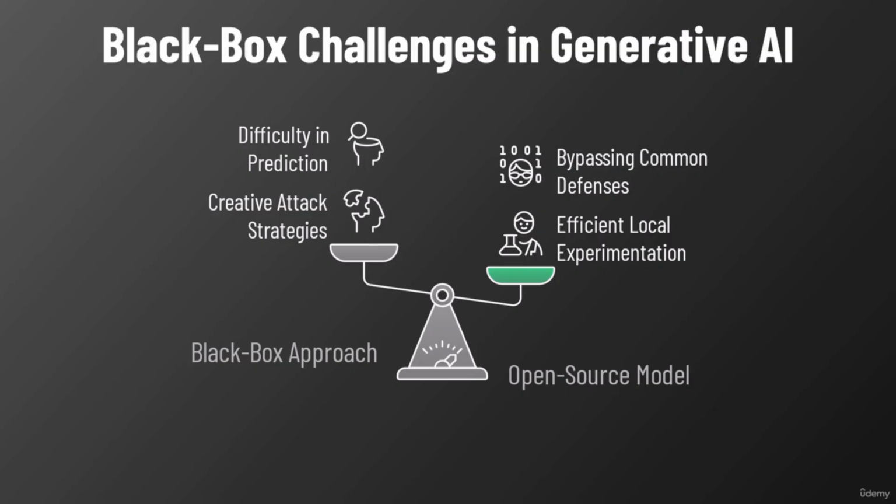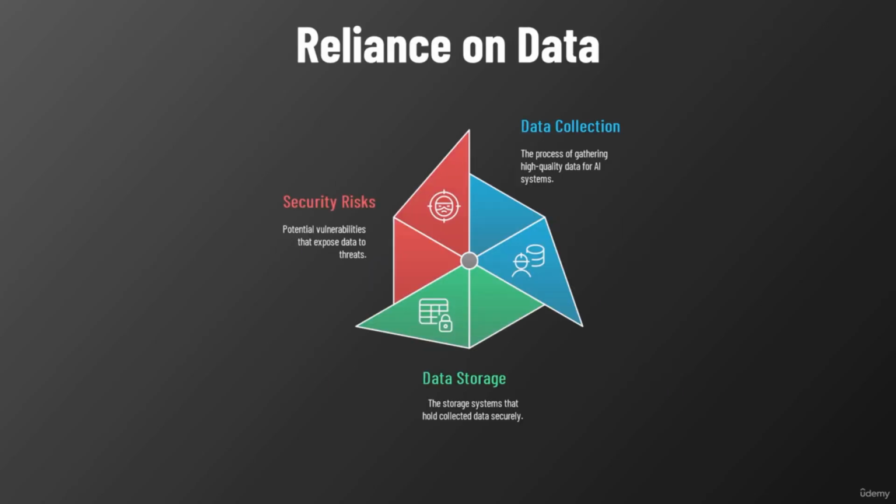A major challenge in testing generative AI systems is their black box nature, making it difficult to understand or predict how the model will respond to specific inputs. This often calls for a black box testing approach, where testers rely solely on input-output behavior, rather than having internal access to the model. That said, knowing the type of model still provides a valuable advantage. If the system is built on open source code, testers can run a local version of the model. This allows them to explore vulnerabilities more safely and efficiently, without triggering alerts, rate limits, or detection systems.